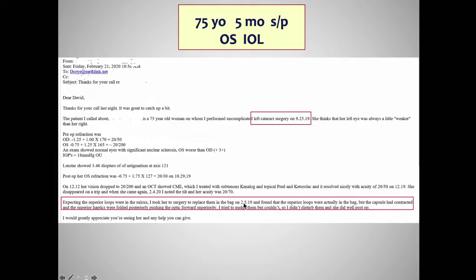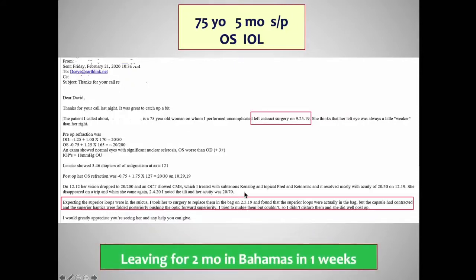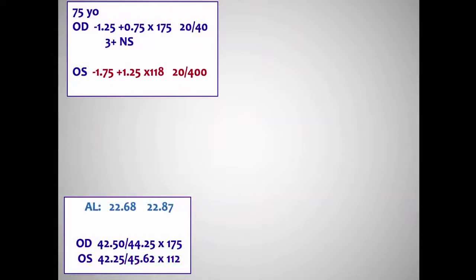And the surgeon saw that the loops of this lens might have been in the sulcus. He took her back and the capsule had contracted, and he decided, well, I'm going to leave this alone. And so I have to see her, and she's actually leaving for the Bahamas in 2 weeks. So we get her in, and this is now the cataract on the right. This is her vision on the left. So with correction, it's dropped to 20/400.